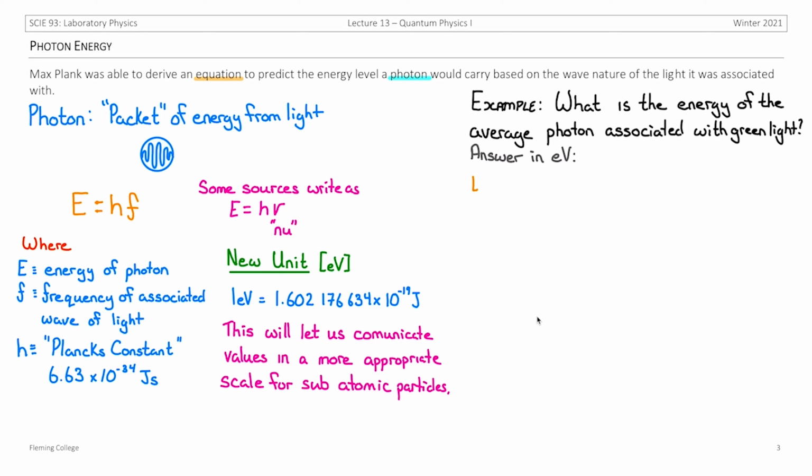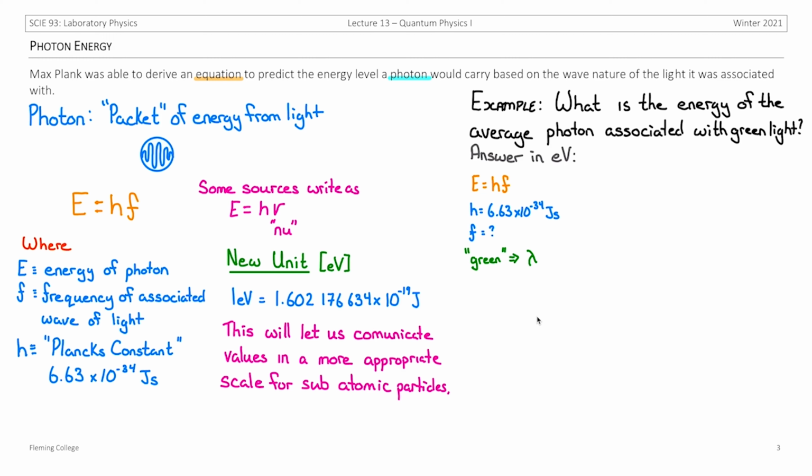So we're going to start with Planck's equation, E = hf, remembering that h is a constant, 6.63 times 10 to the negative 34 joule seconds. But we're left with the second unknown, and that's frequency. So we consider what else we've been told. We know that the light is green, so that tells us the wavelength of the light. And from last week, remember that light travels at the speed of light.